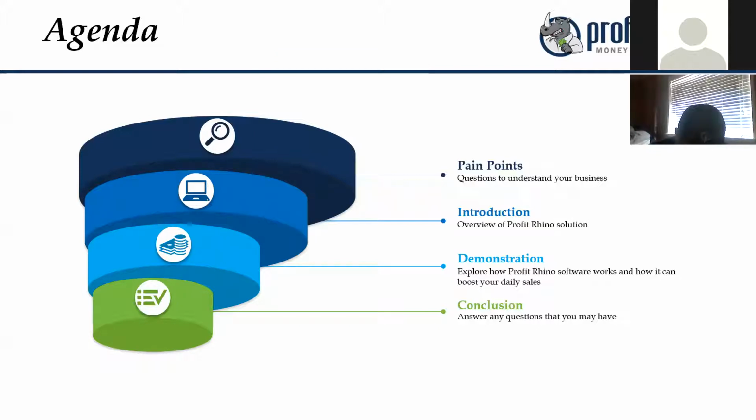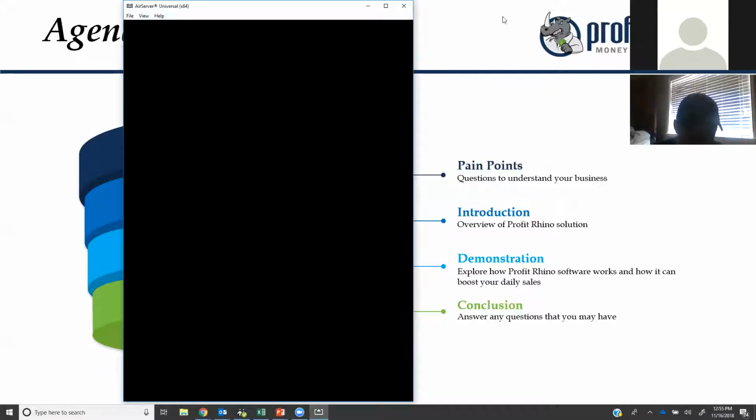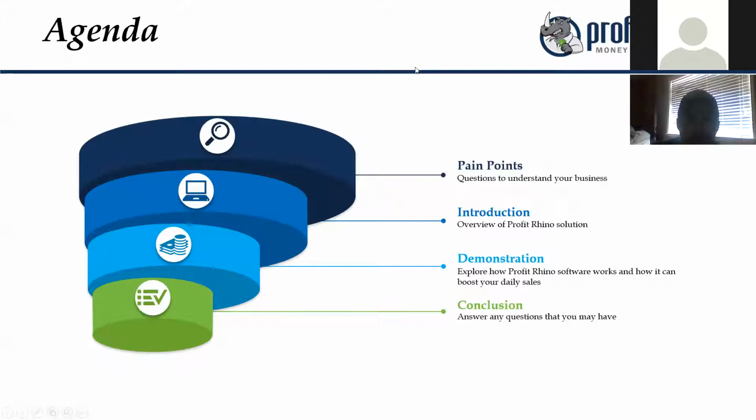Let me get this iPad up. So I assume you can see my screen as well, the Profit Rhino on one side, the agenda on the other here? Yes. Excellent. So this is kind of just a roadmap, what we like to hit as we run through this stuff. Pain points we did as we were getting logged in here. Introduction we've also already done. So let's really just jump right into it.